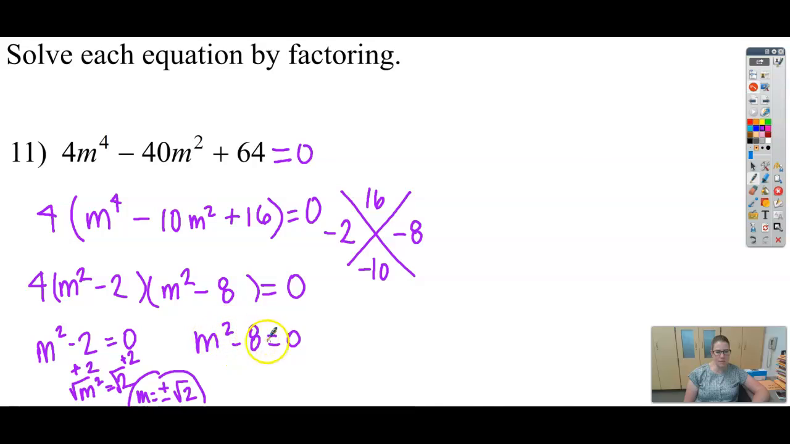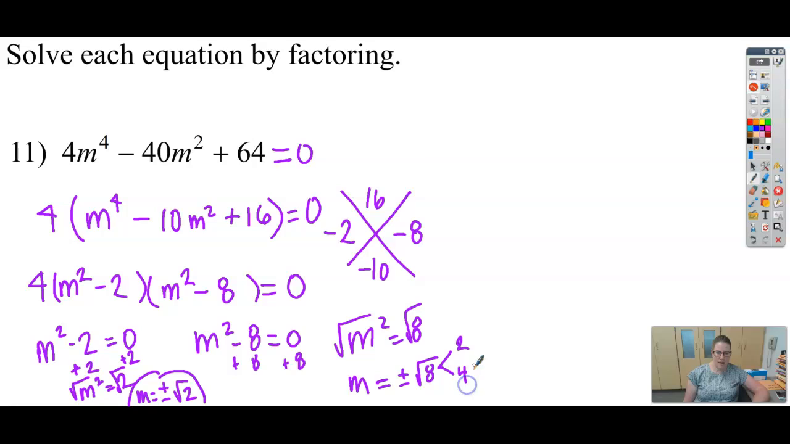I have m squared minus 8 equals 0, so add 8 to both sides. So m squared equals 8. If I take the square root of both sides here, I'm going to get m equals plus or minus the square root of 8. And then I just need to reduce and simplify square root of 8 as much as possible. 8 is 2 times 4, and 4 is 2 times 2. So because there's 2 2's underneath the radical, I can bring one out. So m would equal plus or minus 2, and then there's 1 2 that would be left inside. So 2 root 2.